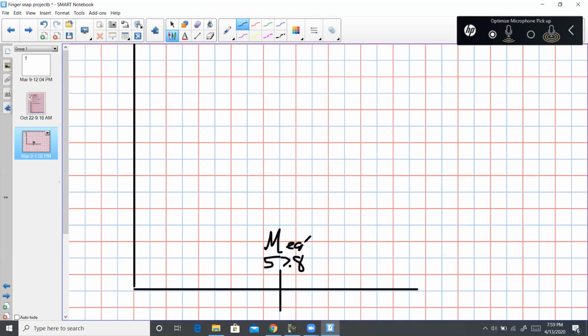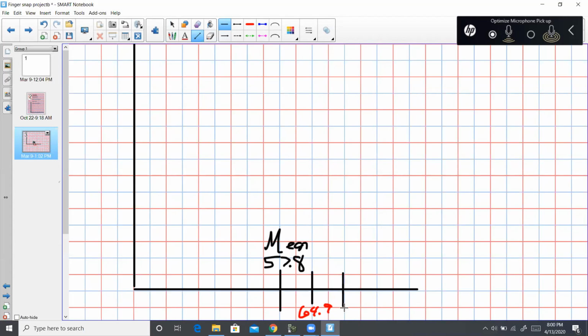Now we want to go one standard deviation above the mean, so we're going to put a tick mark right here. We take 57.8 and add 7.1 to that. That's 64.9. So write that number down right here, 64.9. Then we are going to go another standard deviation above the mean.